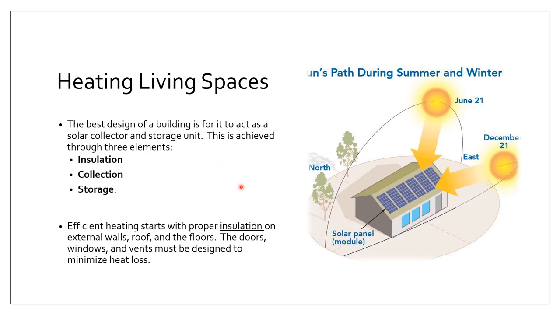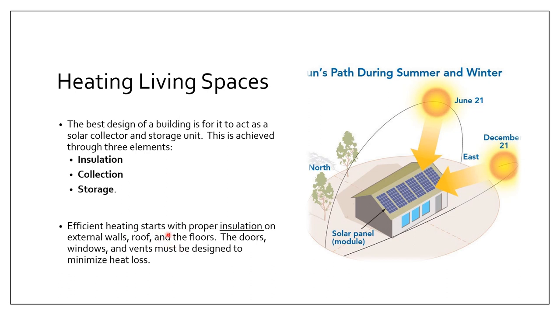So when we design a building, and if we want to rely on solar energy, the best design is to act as a solar collector and also a storage unit. So your windows, where are you going to put the windows? It's got to be in the direction of the sun. That is achieved by looking at the insulation. You want your house to be insulated, so you've got to put the insulation in the sun direction, for collection and also storage.